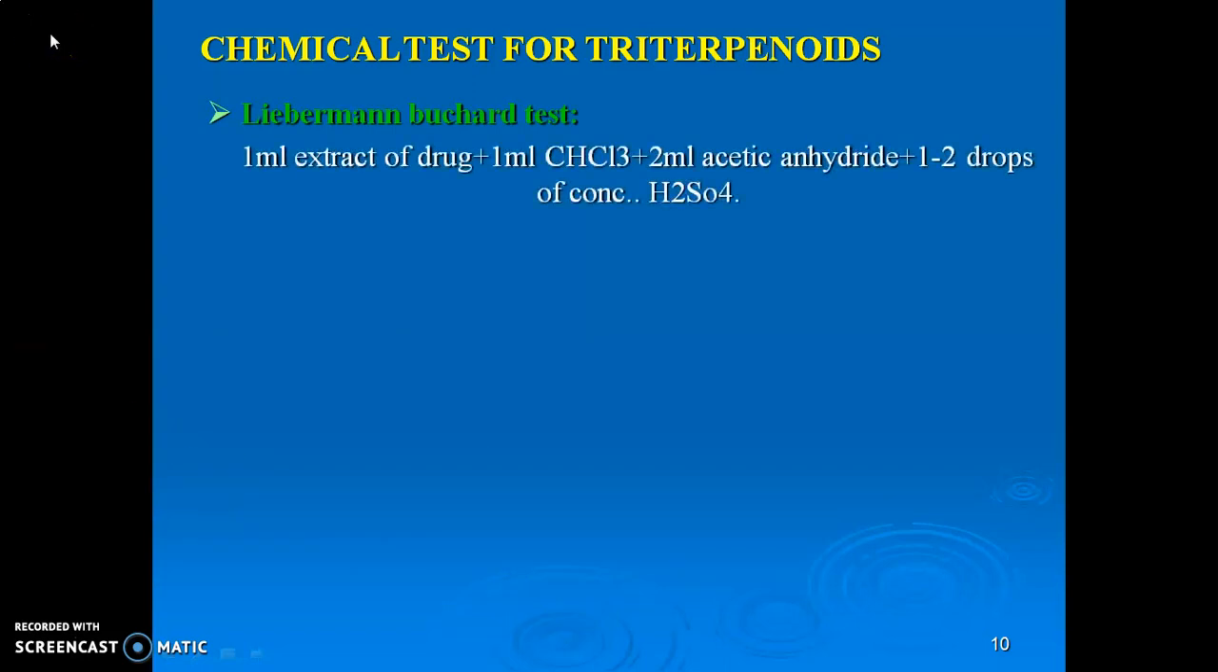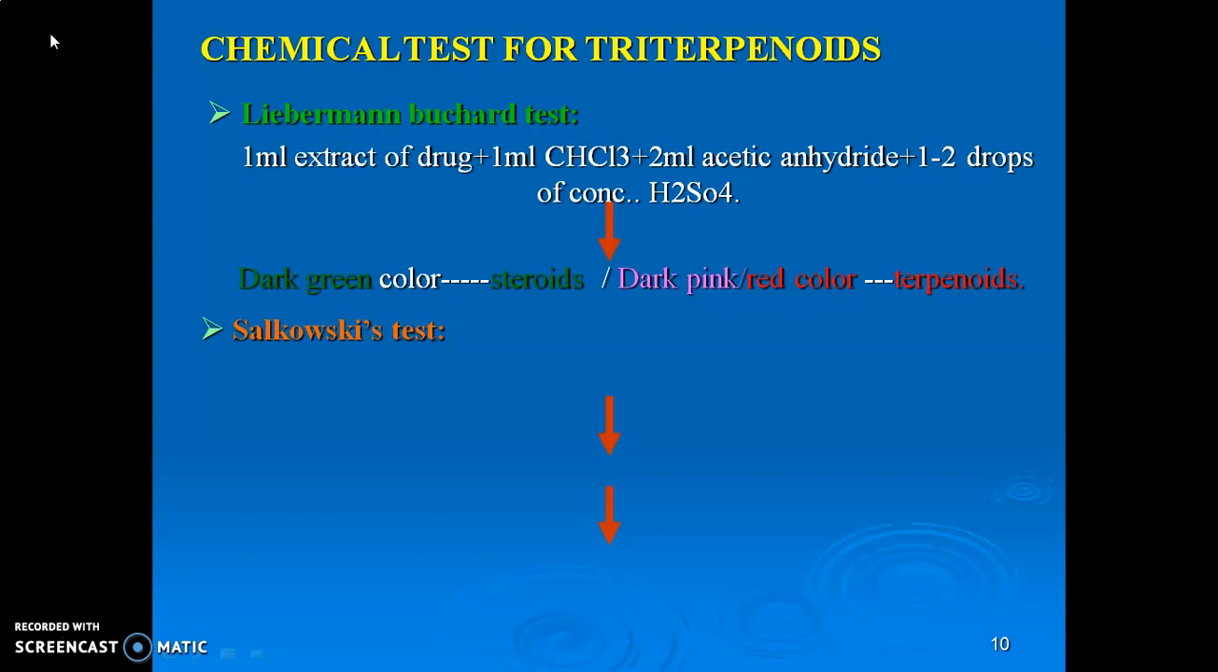Then, which are the different chemical tests used for identifying terpenoids? First one, the Liebermann-Burchard test. In this test, you have to take 1 ml of extract of drug, 1 ml chloroform, 2 ml acetic anhydride, and 1 to 2 drops of concentrated H2SO4. A dark green color indicates the presence of steroids, and a dark pink or red color indicates the presence of terpenoids.